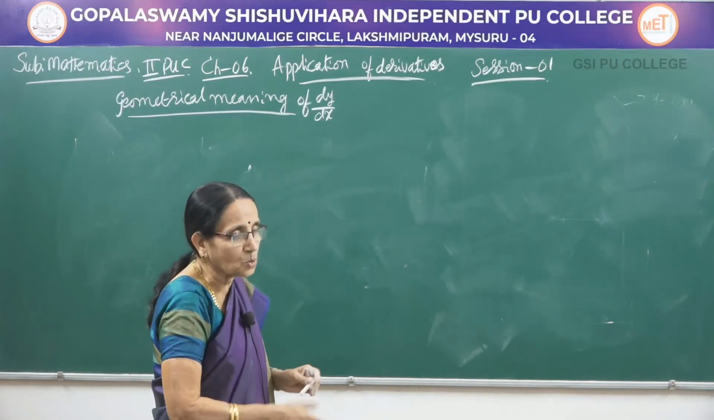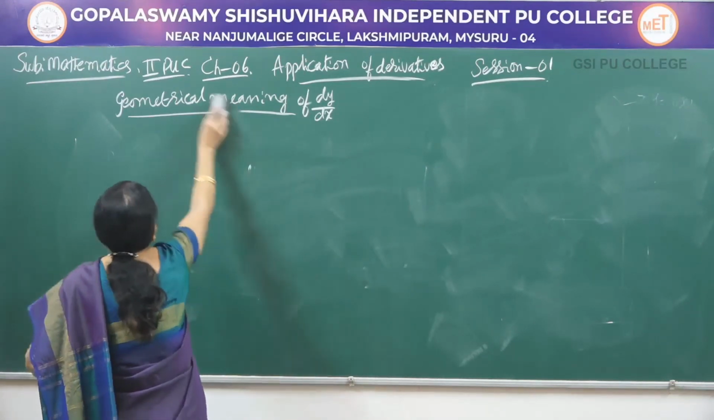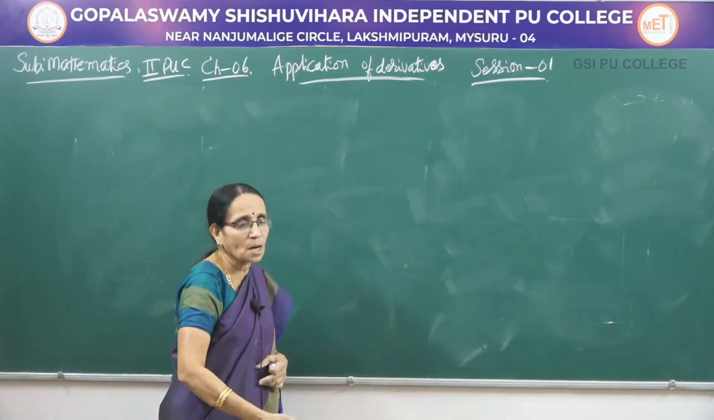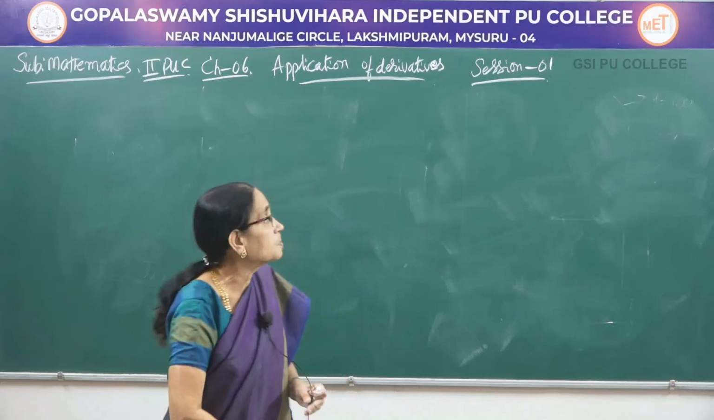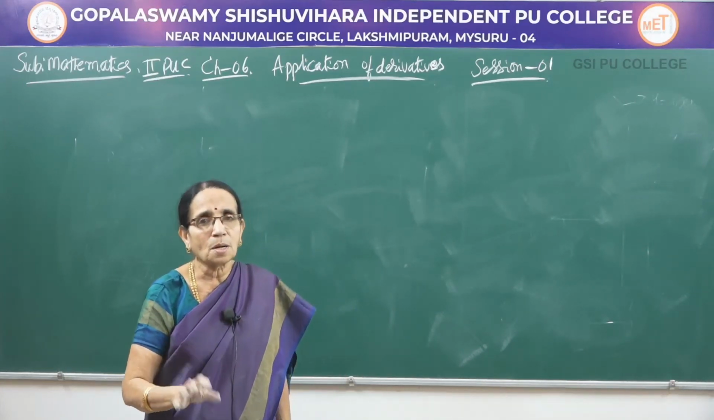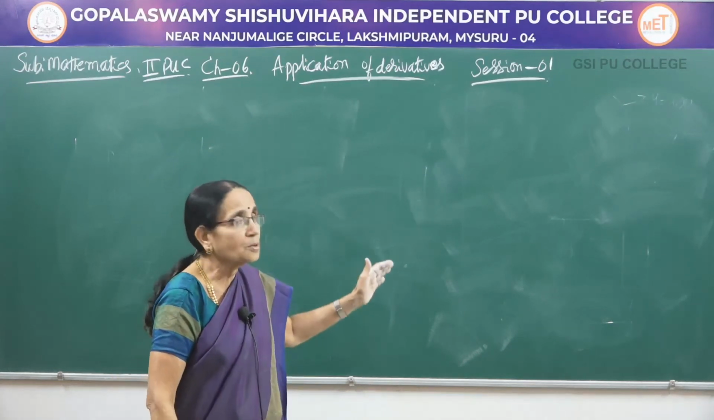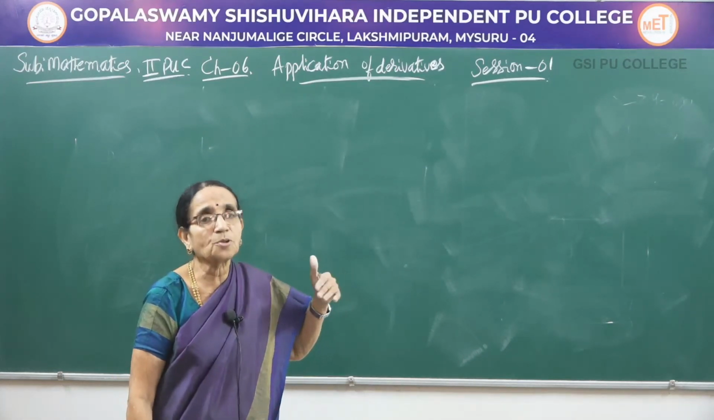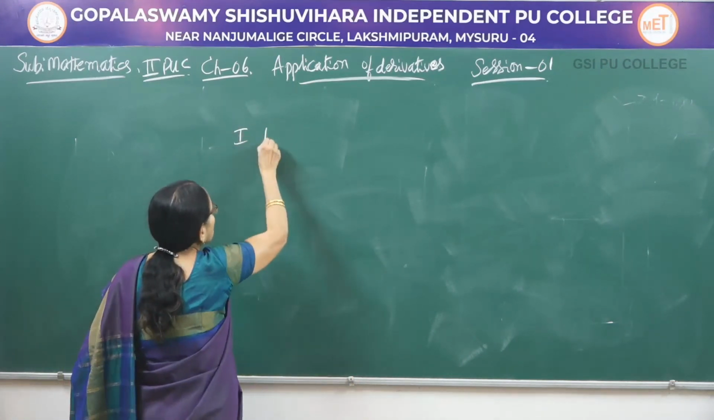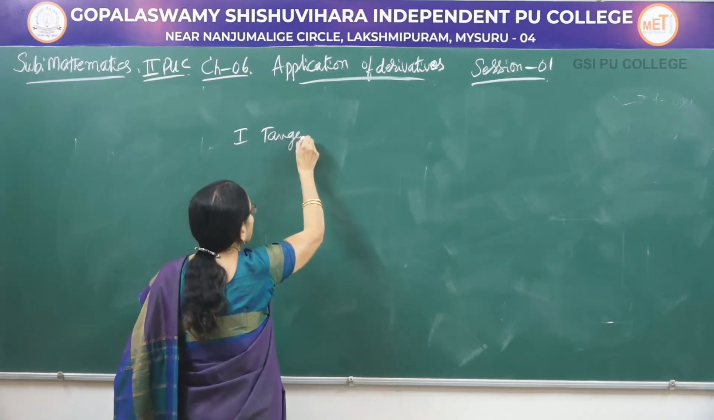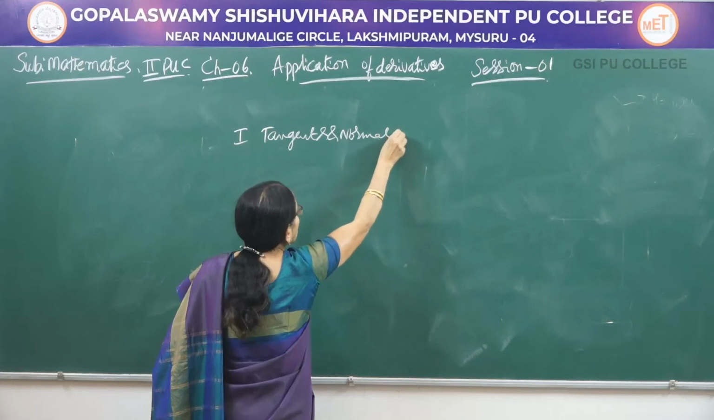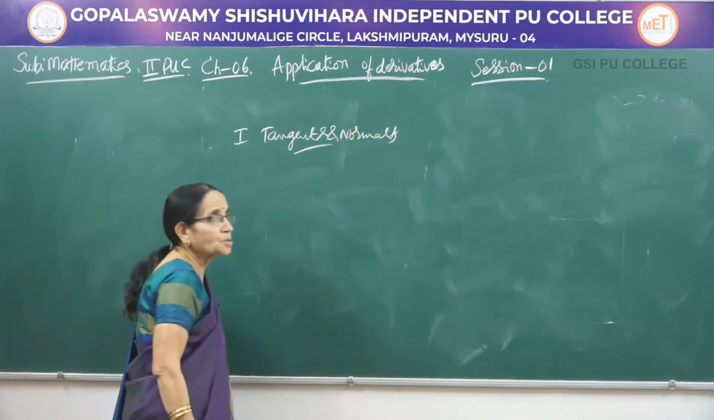Now, after knowing the geometrical meaning, the next is our next problem. Actually, this geometrical meaning is only given for information's sake. Problems will not be asked like what is the meaning of dy by dx geometrically, nobody asks that question. Using this knowledge, we have to know the first application. The first application is tangent and normal. The first application I am going to discuss is tangents and normals.